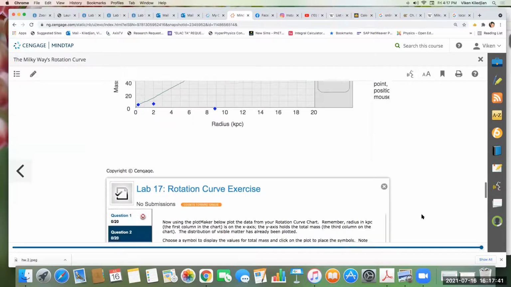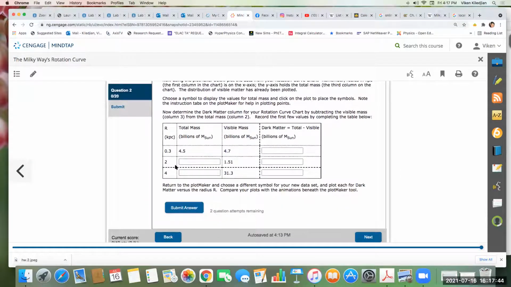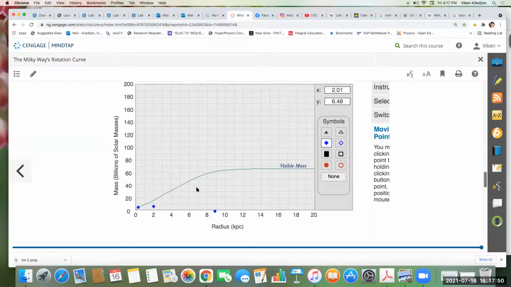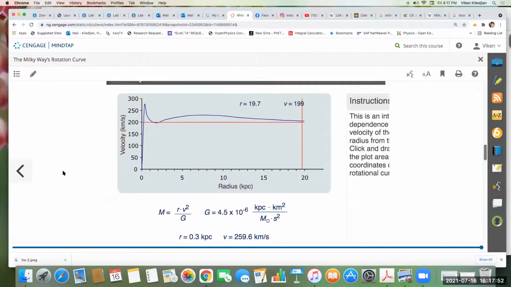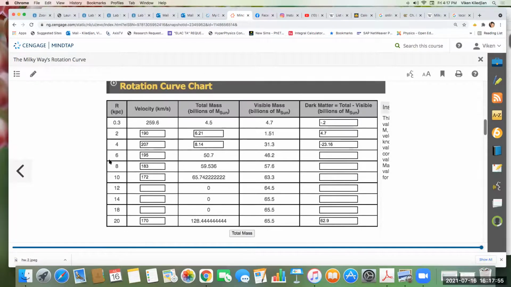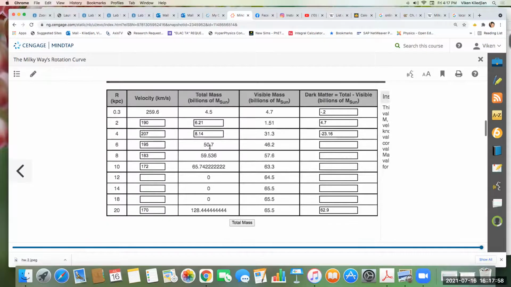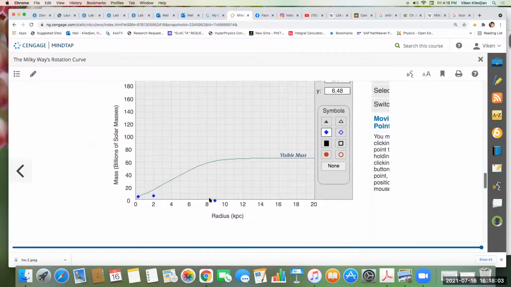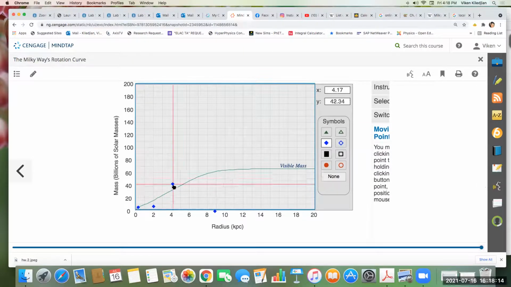And then my last one is going to be 4. And what was my 4? 8.14. Ah, okay, 8.14. Oh, that's 4. 8.14. And still below the visible matter.